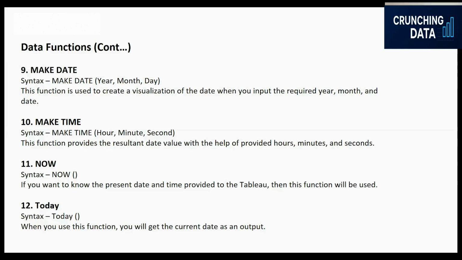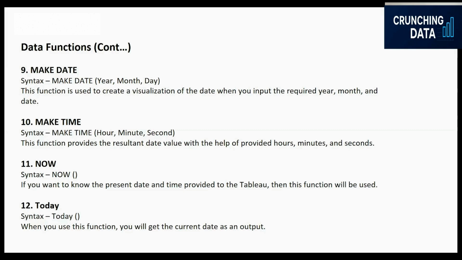Similarly, if you want to give a time reference to any part of data, you would be using the make time function, and this would be making the time for it. The 11th one is the now function. So if you want to see what is the present date and time, you would be using the now function. So this is basically the timestamp of that particular moment. Then we have the today function. This today function would be giving you today's date.